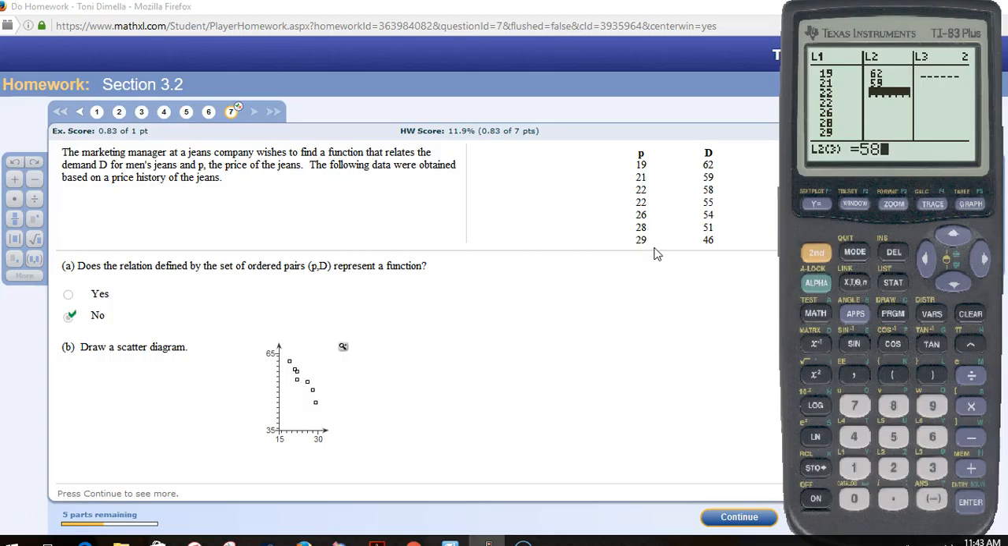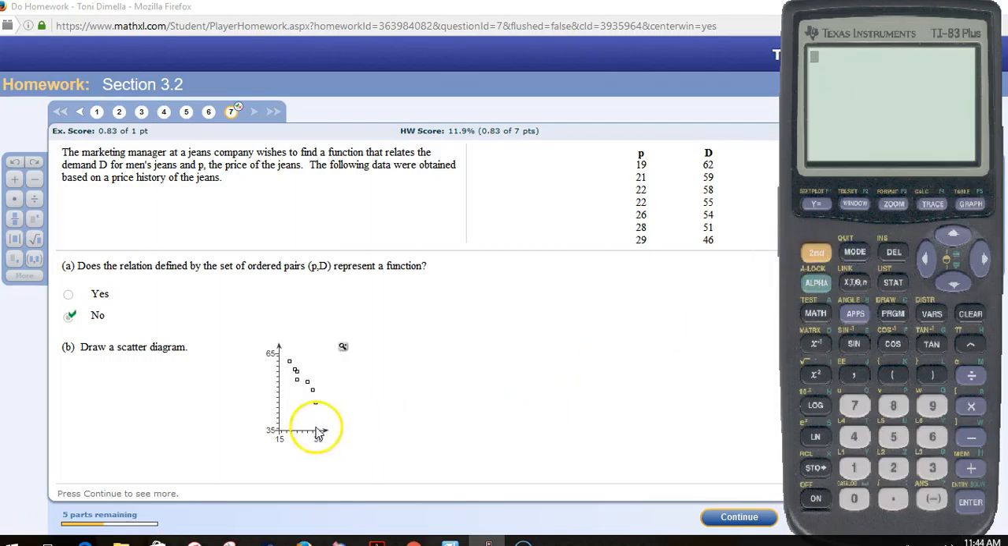Make sure that the pairs are next to each other. So 19 has to be next to the 62. The 54 has to be next to the 26. You can't swap the order of the relations. Now I'm going to go back to the main screen by hitting second mode.